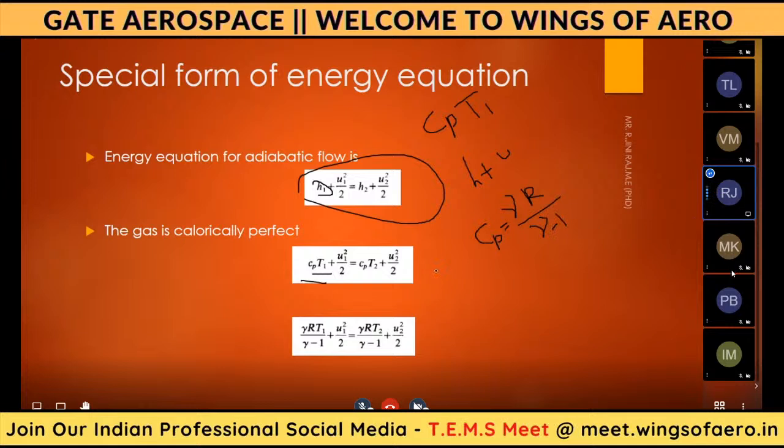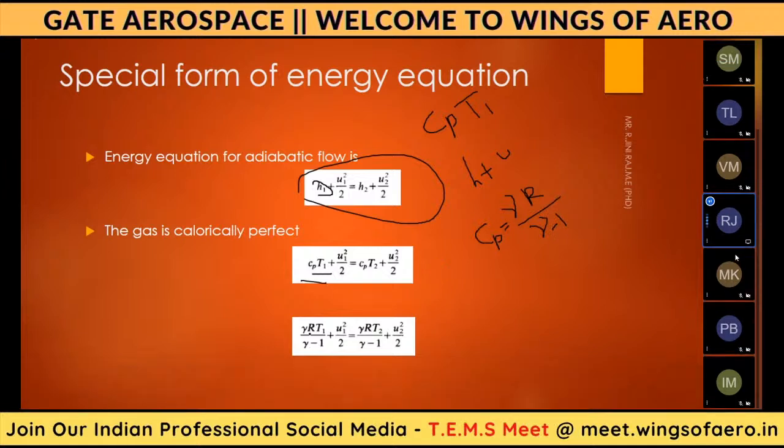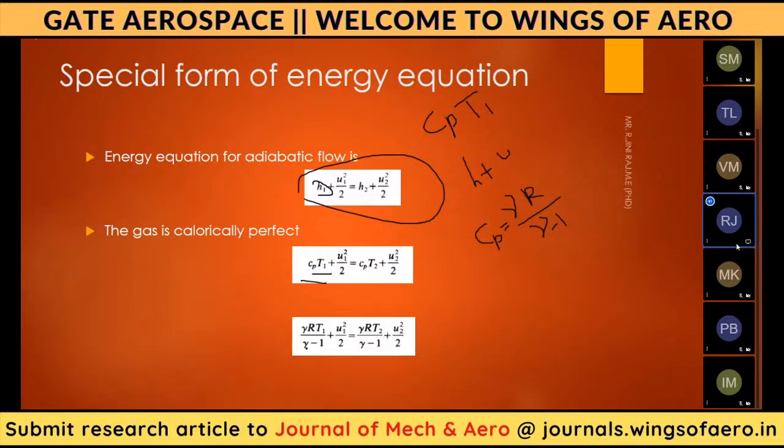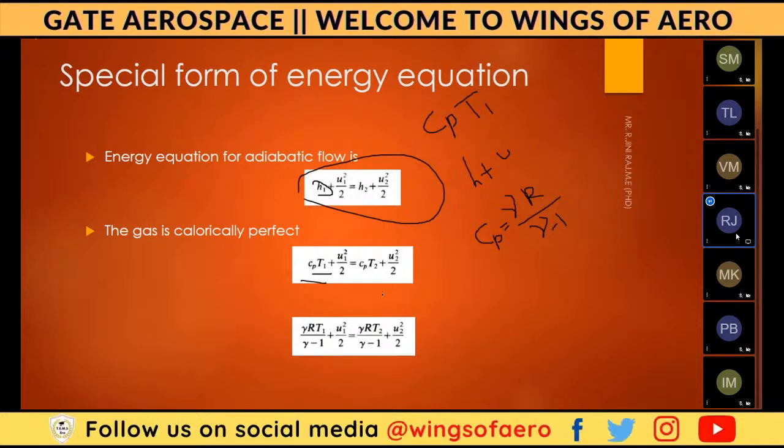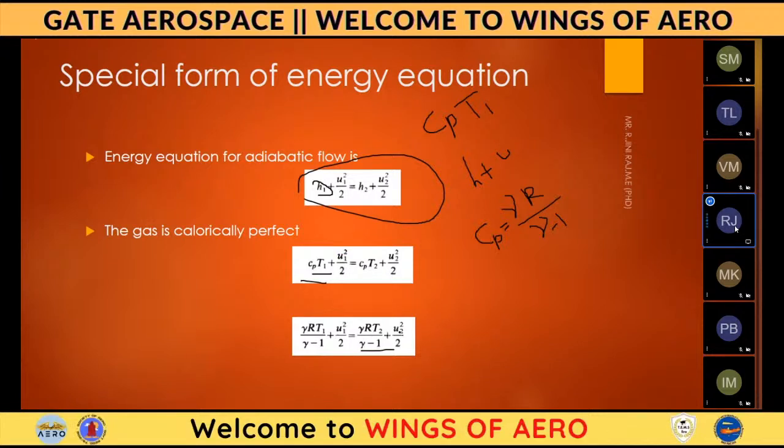By substituting that, the equation becomes gamma R T1 divided by gamma minus 1 plus u1 squared divided by 2 equals, in the same way for Cp T2, gamma R T2 divided by gamma minus 1 plus u2 squared divided by 2.